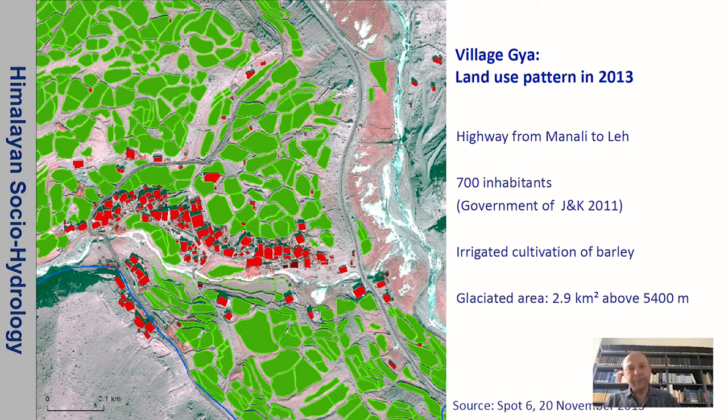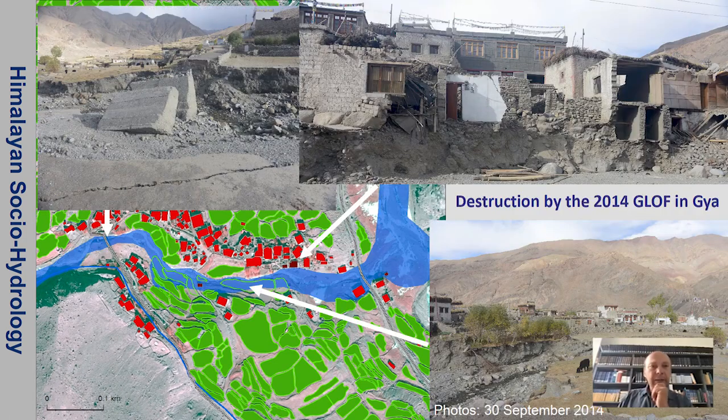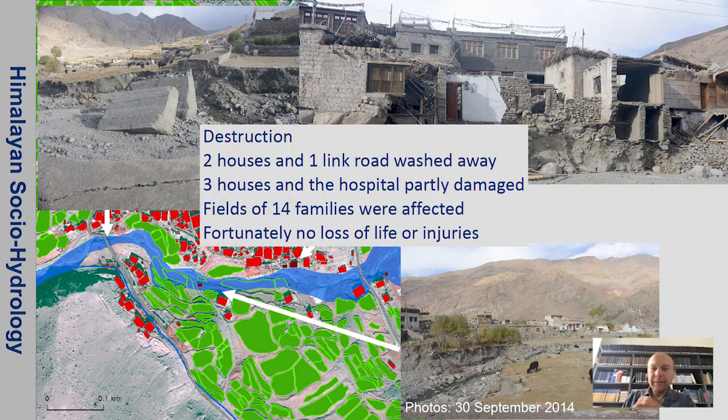The glaciated area in this part, in the upper part of this channel, is like in other parts, also above 5,400 meters. And when we saw all these destructions here, a massive concrete bridge, a few houses, and the loss of some of these cultivated fields due to this massive flood, it was a situation that, fortunately, no loss of life or injuries happened, but the fields of 14 families were affected, and a few houses were partly or completely damaged. And the most important thing was one hospital was really damaged in the lower part of the village.